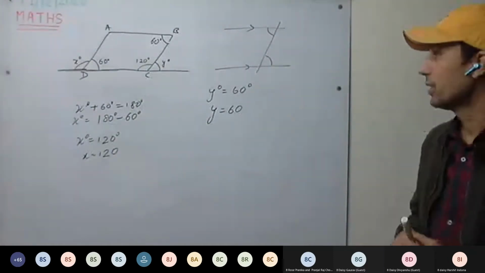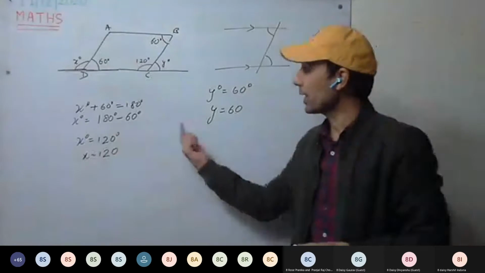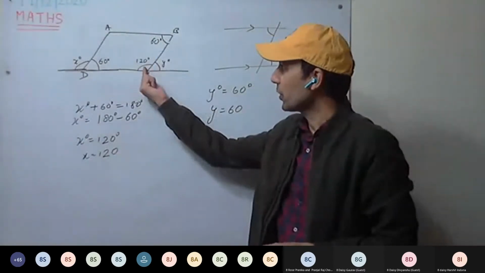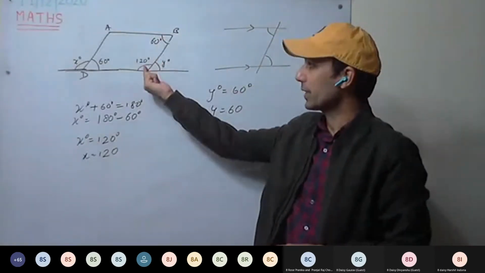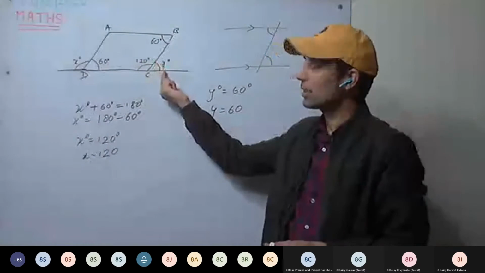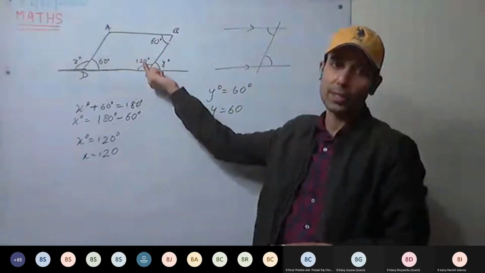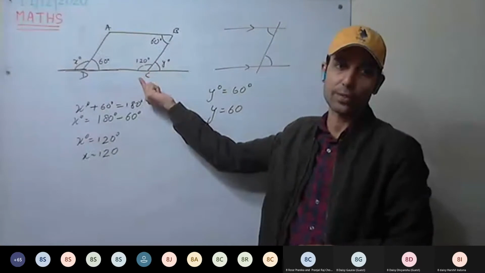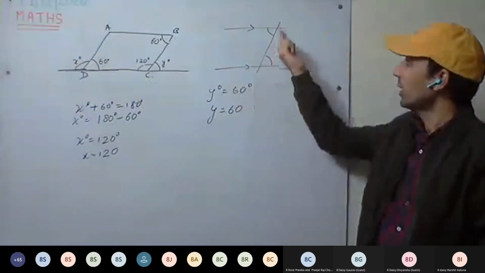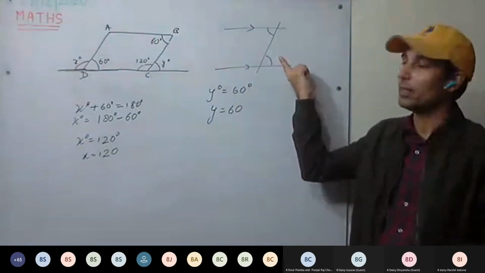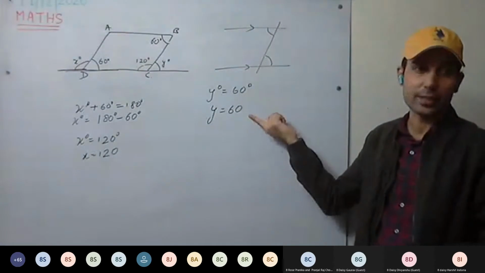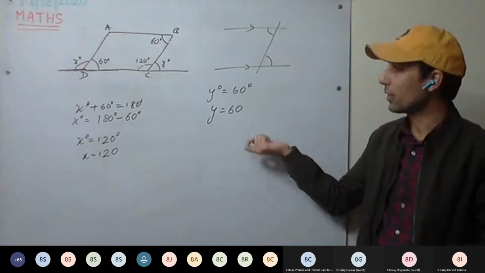Anyone have doubt? You can calculate either way. Either you can calculate first 120 degree because these two are adjacent angles, then angle on a line is 180 degree. Therefore, y degree plus 120 degree equals 180 degree. That way as well you can calculate. Or alternate interior angles, therefore y equals 60. Is this fine now? Anyone have doubt?